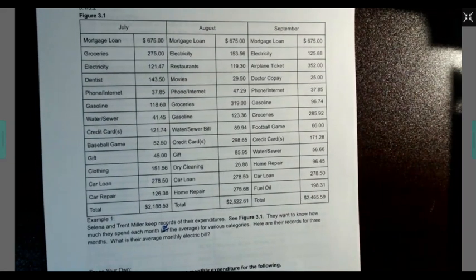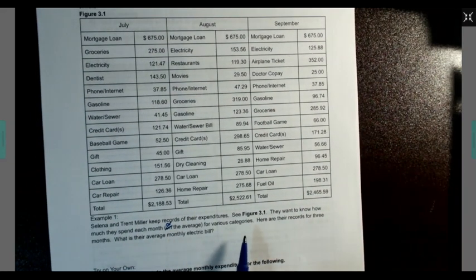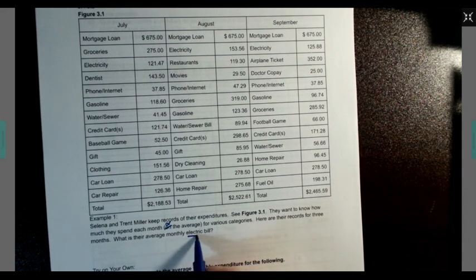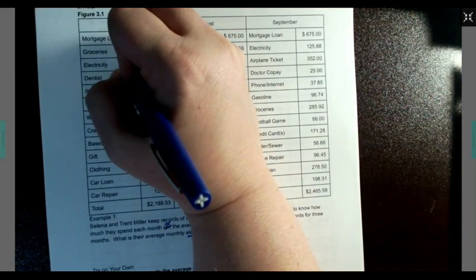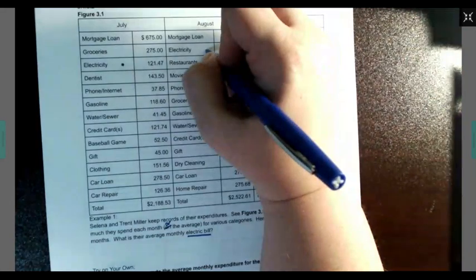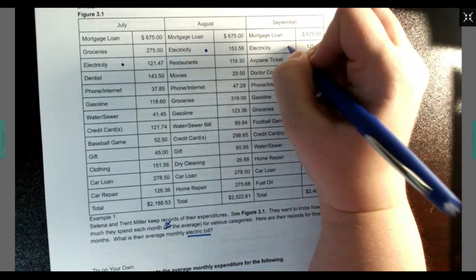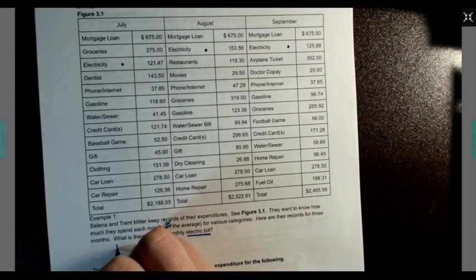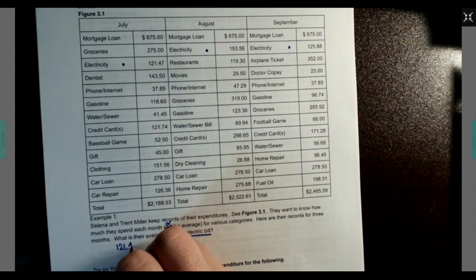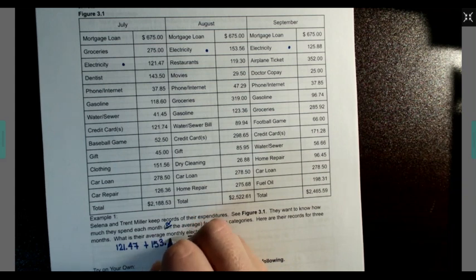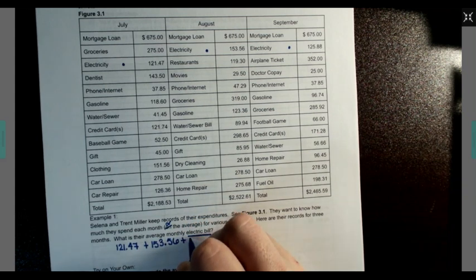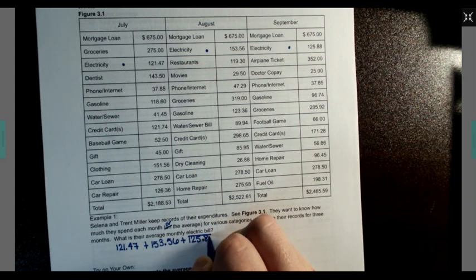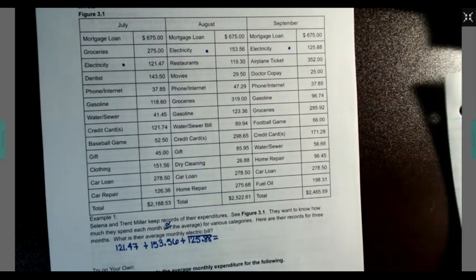So in this case, we're talking about our electric bill. Well, I have the electricity here, I have electricity here, and I have electricity here. I'm going to add those because that's what it means to sum. So we're going to take $121.47. We're going to add $153.56. And I'm going to add $125.88. That's the first step here.